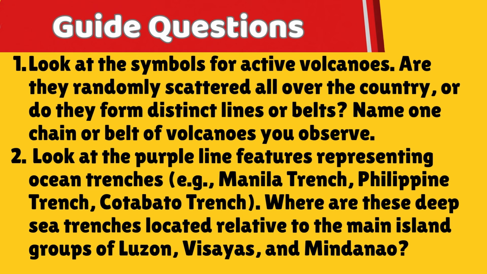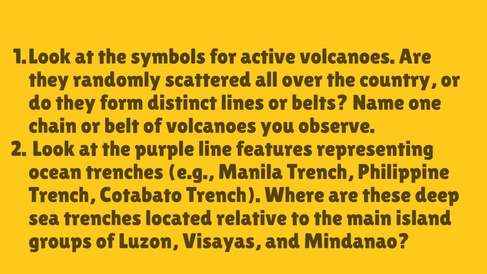Now for guide question number 1: look at the symbols for active volcanoes. Are they randomly scattered all over the country, or do they form distinct lines or belts? Name one chain or belt of active volcanoes you observe. Number 2: look at the purple line features representing ocean trenches such as Manila, Philippine Trench, and Cotabato Trench. Where are these deep sea trenches located relative to the main island groups of Luzon, Visayas, and Mindanao?